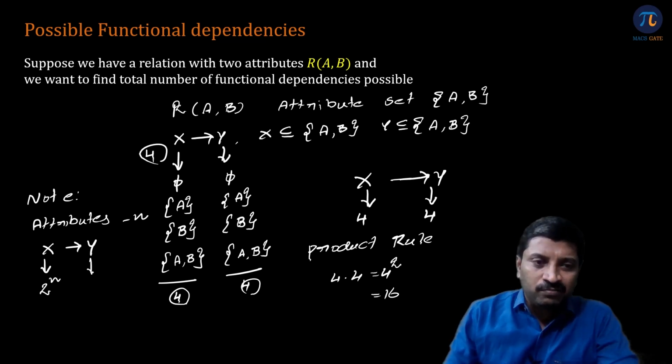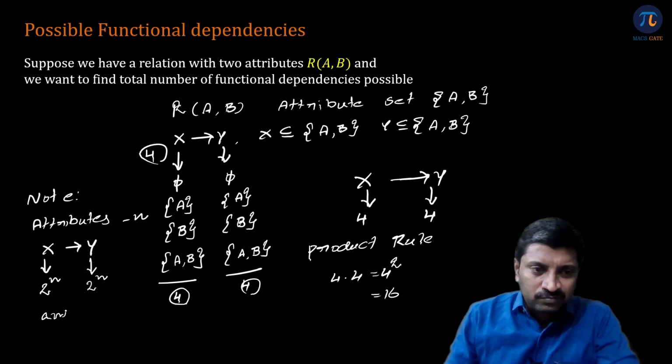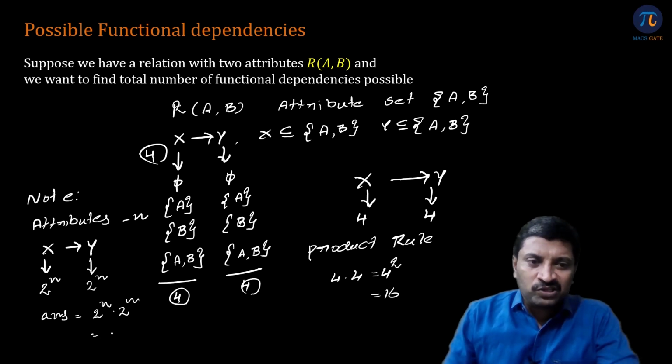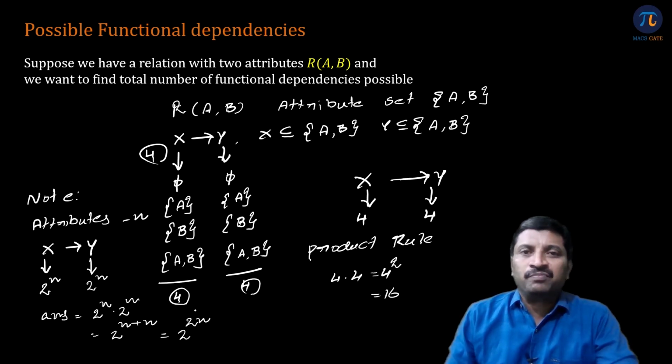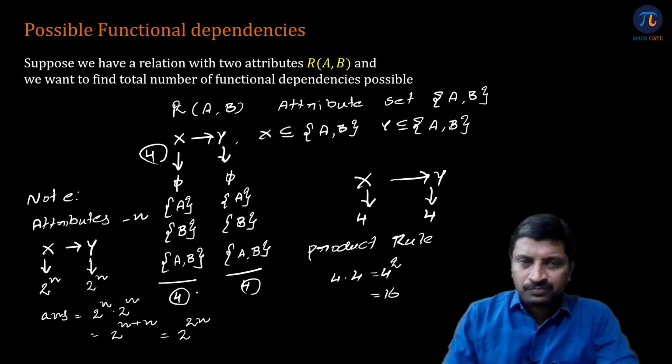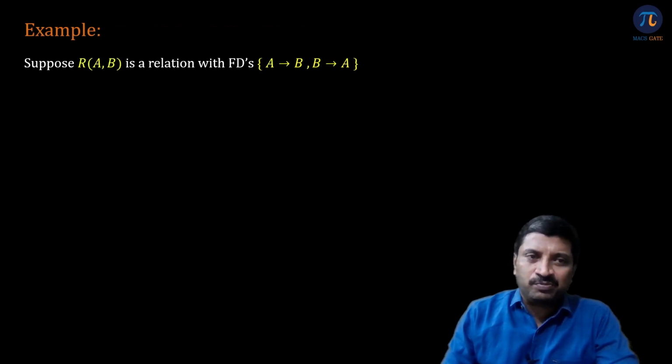Then what about Y, sir? This is also having 2 power n. By the product rule, what is the total number, sir? The total number is equal to 2 power n into 2 power n. So what is it, sir? 2 power n plus n, which is equal to 2 power 2n. Is that clear, sir?